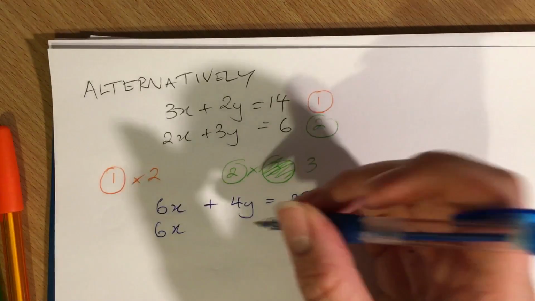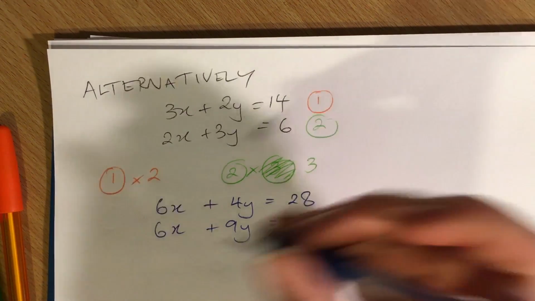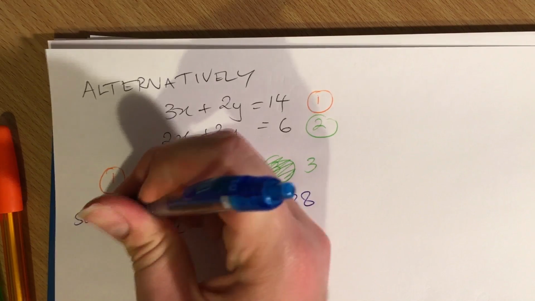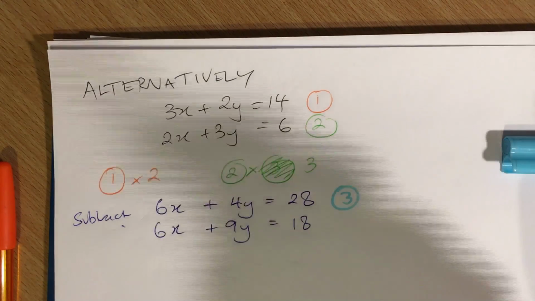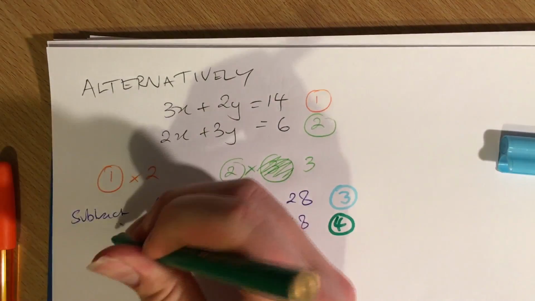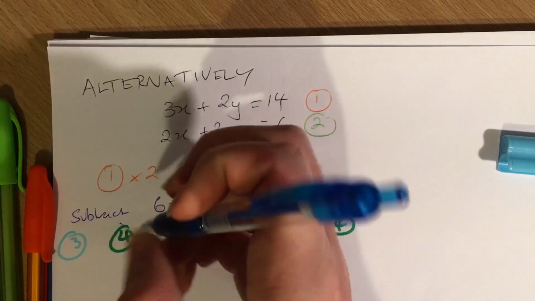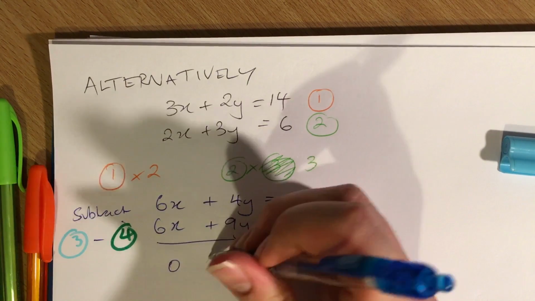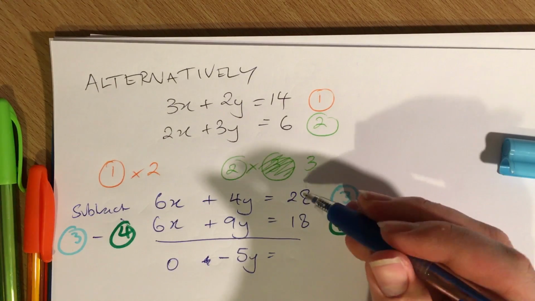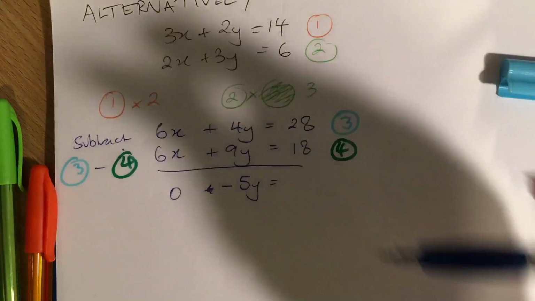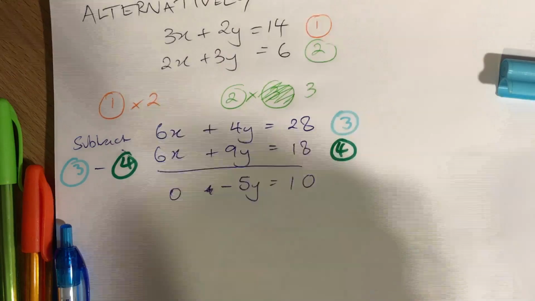That's better. And that's going to be 18. And then we're going to subtract. That's going to be equation 4. We're going to do equation 3 take away equation 4. 0 plus 4 take away 5. 4 take away 9 is -5y. 28 take away 18. I hope I get my subtraction right this time. That's going to be 8 take away 8 is 0. 2 take away 1 is 1. So divide both sides.